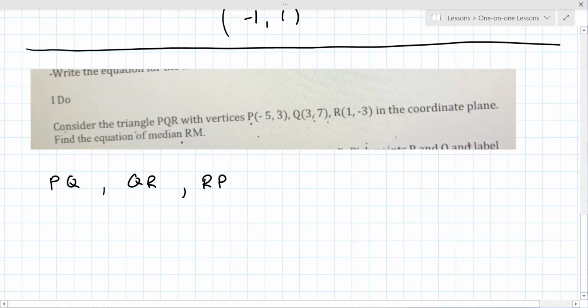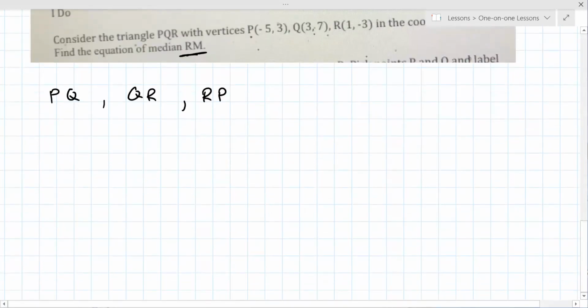Now they want RM, and for a student, it's probably best to graph this to see where it's at. So let me get a handle on where I think we need to. So let's make my origin here. This is 0, 0. So P is at -5, comma 3. 1, 2, 3, 4, 5, and 1, 2, 3. There's P. Q is at 3, 7. 3, 1, 2, 3, 4, 5, 6, 7. And then R is 1, -3. It's down here. So this is our triangle.